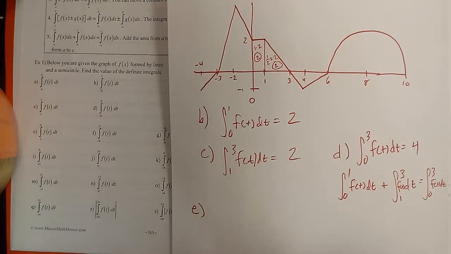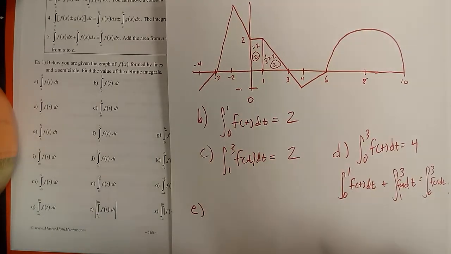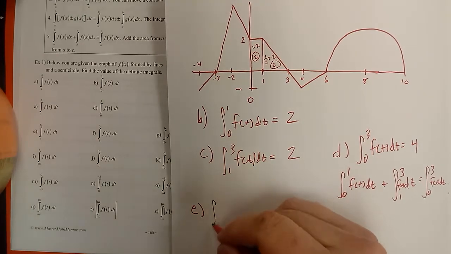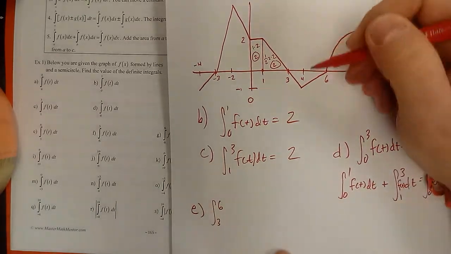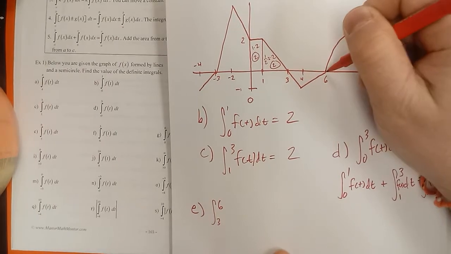Let's see, E says, all right, this will need to be my last line, and then I'll have to figure something out. E says the integral from 3 to 6. Okay, 3 to 6.